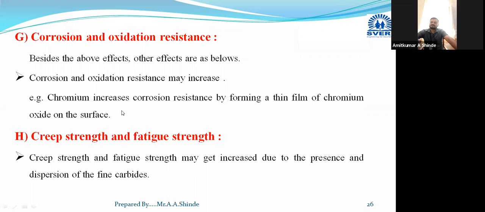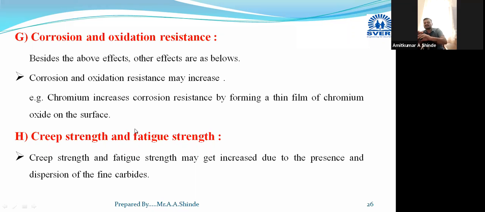Due to the addition of alloying elements, the corrosion and oxidation resistance of that particular steel will increase. Then how will this corrosion and oxidation resistance increase? Suppose, for example, the alloying element chromium is added, then this chromium will react with the oxygen and form chromium oxide.